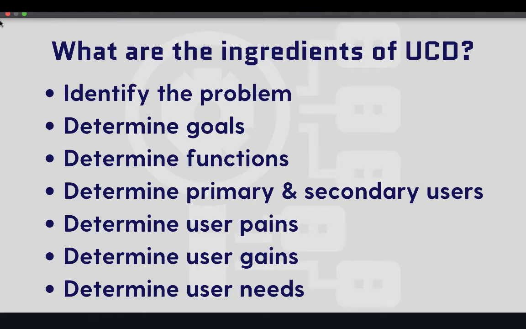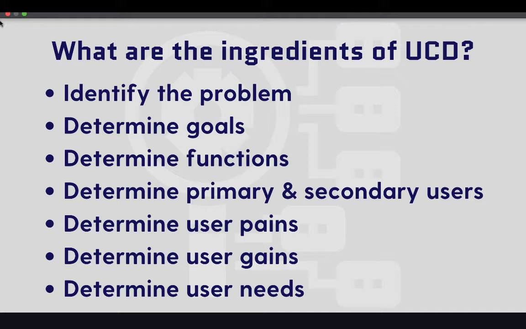So, what are the ingredients of UCD, right? Like, how do we get there? So, we need to identify the problem that the user has. Then we can determine how we're going to solve the user's problem through the app goal, right? So, there's a goal that the application is going to have. From the app goal, we can derive the app functions or what the app can do for the user.